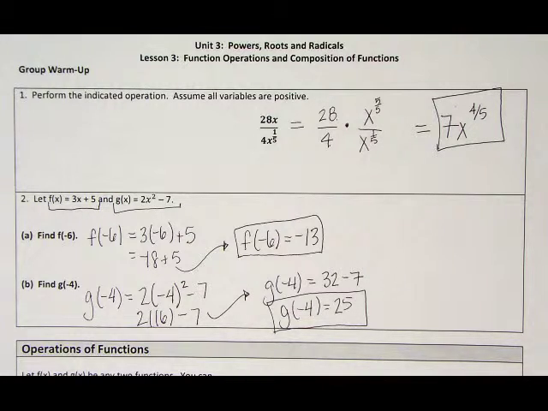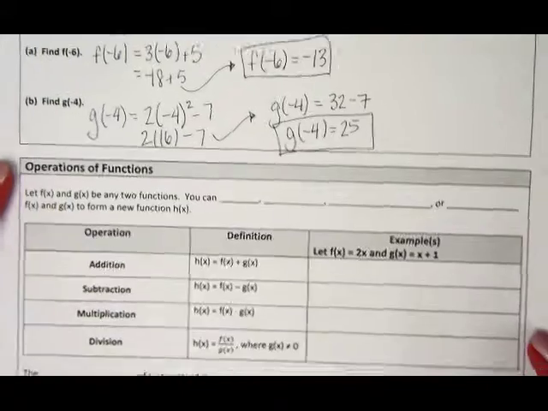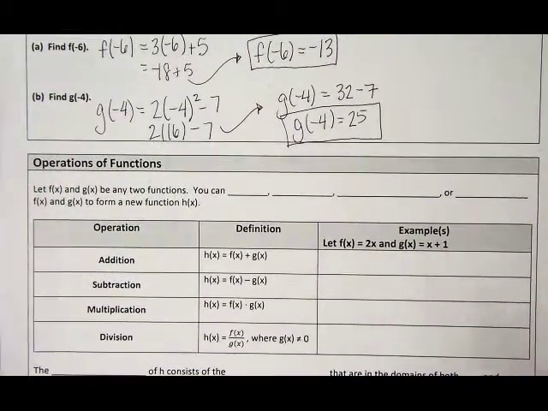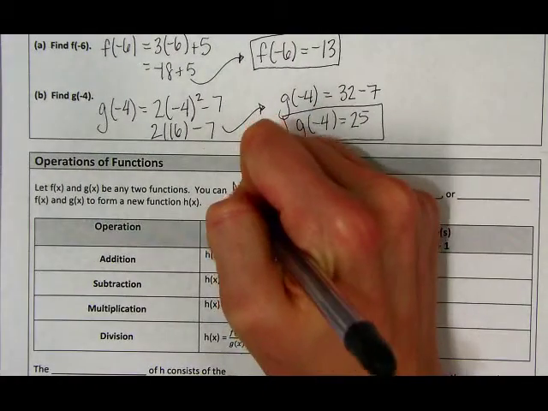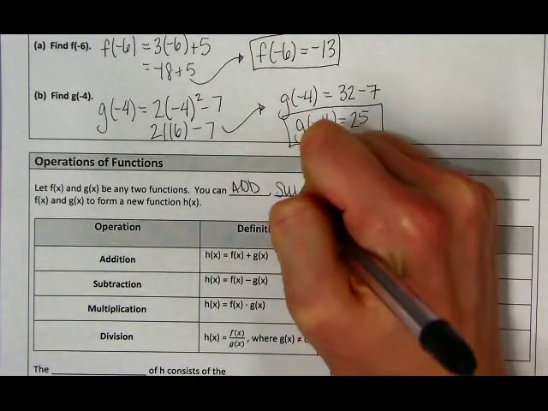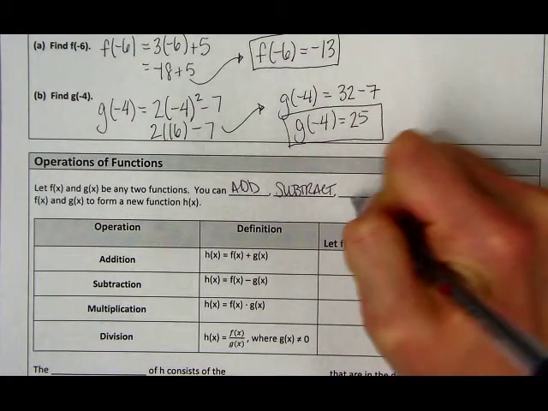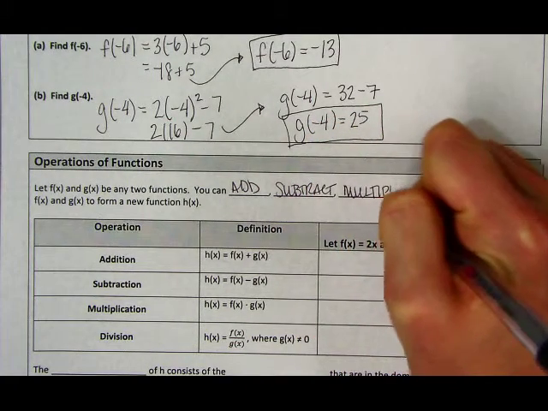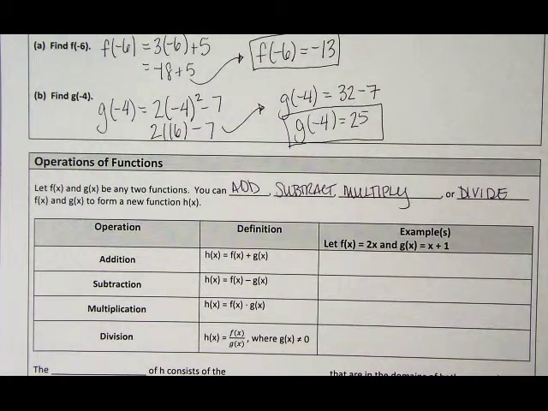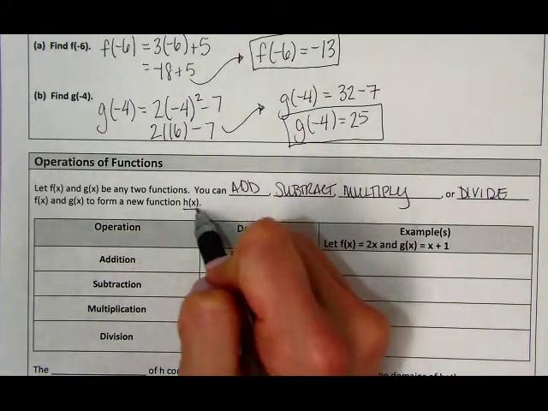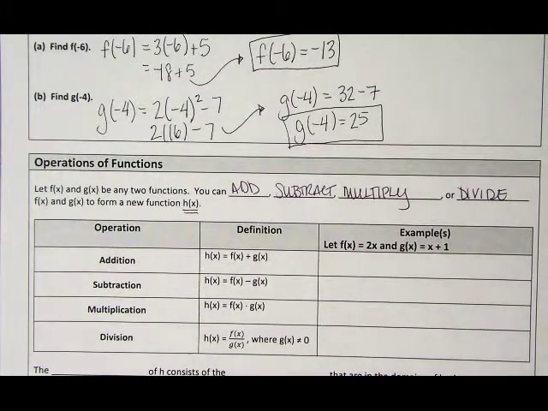So moving on to what operations of functions are. Let's suppose f of x and g of x are any two functions. We can add, subtract, multiply, or divide f of x and g of x to form a new function which we'll call h of x. So if you have two separate functions, we can add, subtract, multiply or divide them to get a brand new function that we're going to call h of x.